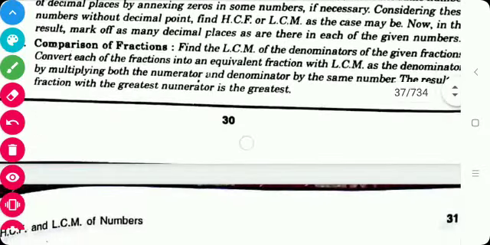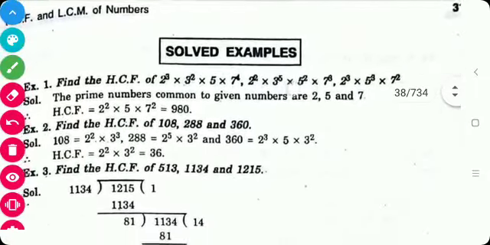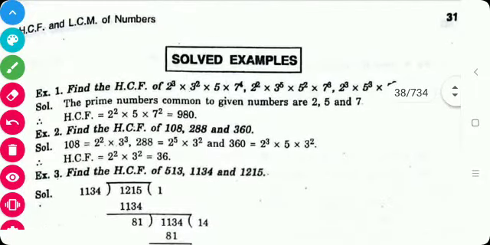Now we will see the problems. First problem: find the HCF of 2 cube 3 square into 5 and 7 raised to 4. So this is one number. The second number is 2 square 3 raised to 5 into 5 square into 7 raised to 6. This is the second number. And 2 cube 5 cube and 7 square, this is the third number.